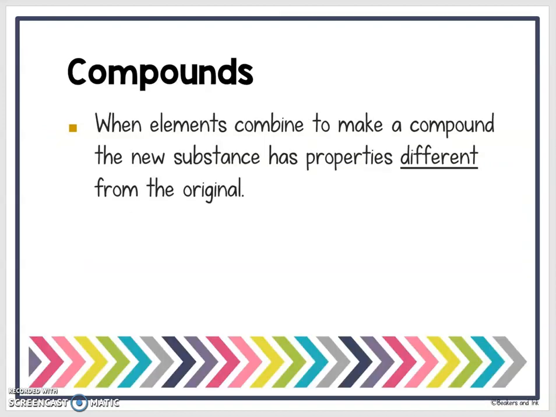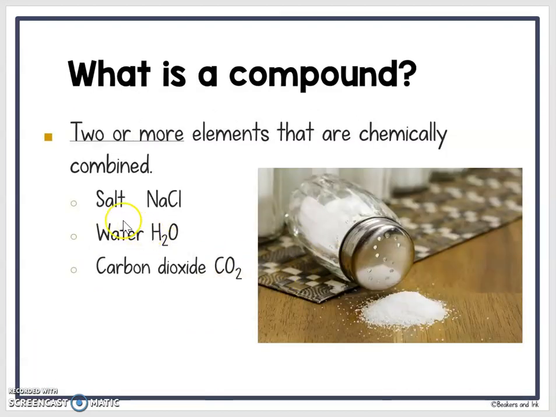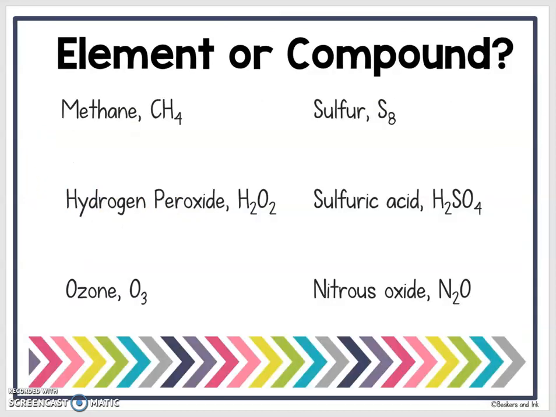When elements combine to make a compound, the new substance has properties that are different from the original. This could be a new color, odor, and texture. For example, we were just talking about salt. Both of these chemicals individually are actually very toxic and harmful to humans, but when they create a compound and make table salt, it's perfectly fine for us to consume.